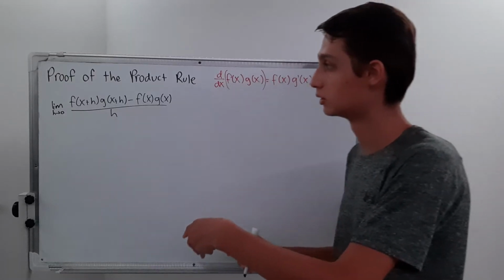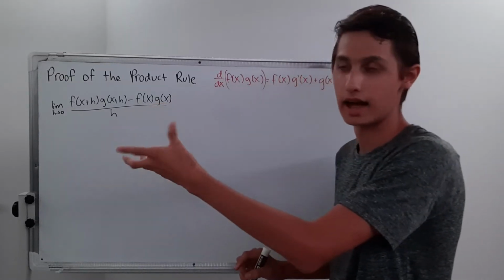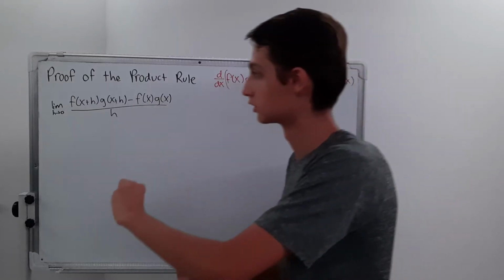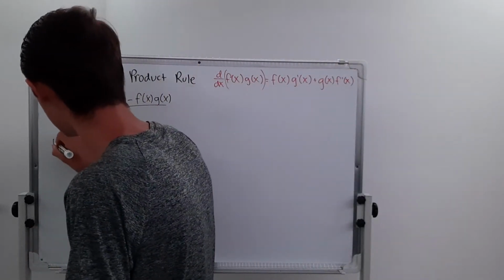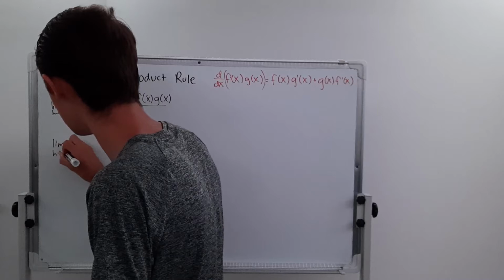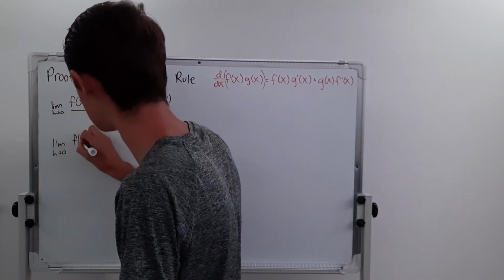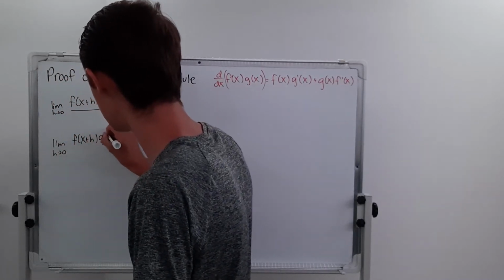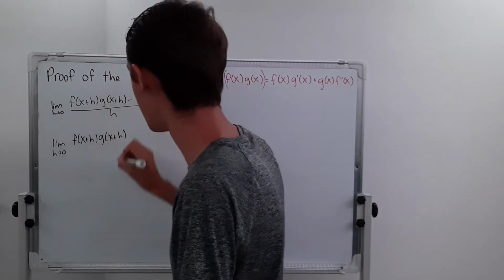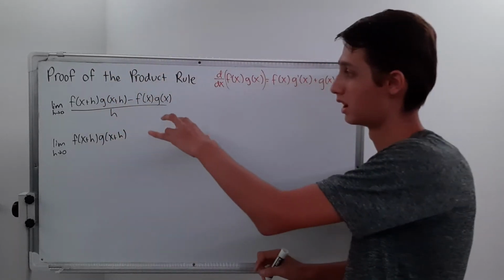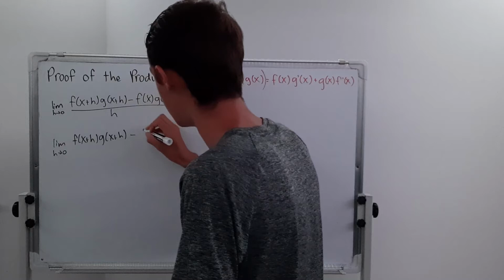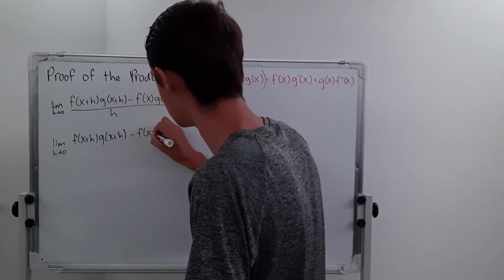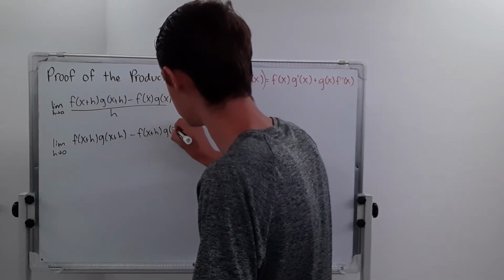So now what we're going to do is we're going to add and subtract a term, okay? So what it's going to be is the limit as h approaches 0, we still have our f of x plus h times g of x plus h. Okay, but now we're going to subtract f of x plus h times g of x.